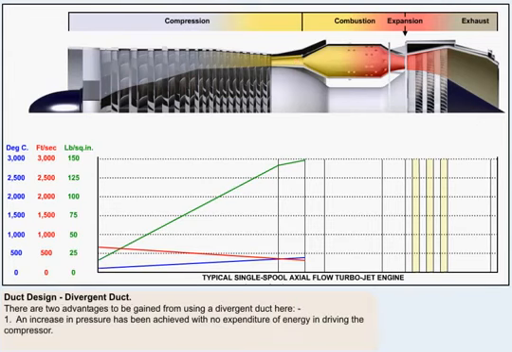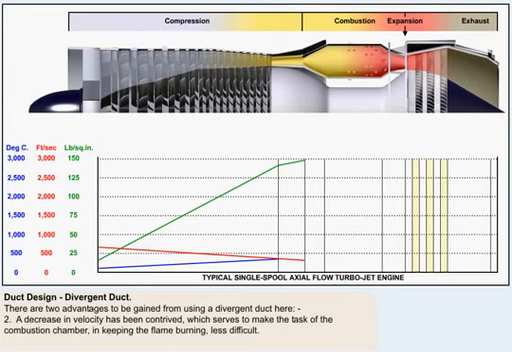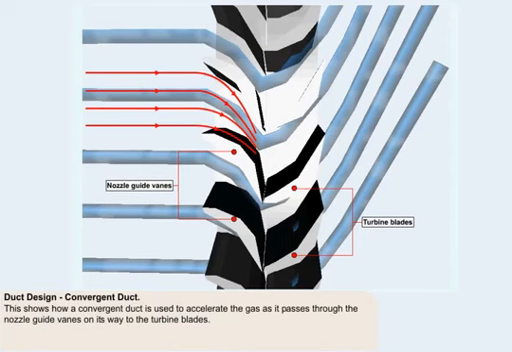Using a divergent duct here gives a twofold advantage. First, an increase in pressure has been achieved with no expenditure of energy in driving the compressor. Secondly, a decrease in velocity has been contrived, which will serve to make the task of the combustion chamber, in keeping the flame burning, less difficult. This example, which we've already experienced, shows how a convergent duct is used to accelerate the gas as it passes through the nozzle guide vanes on its way to the turbine blades.